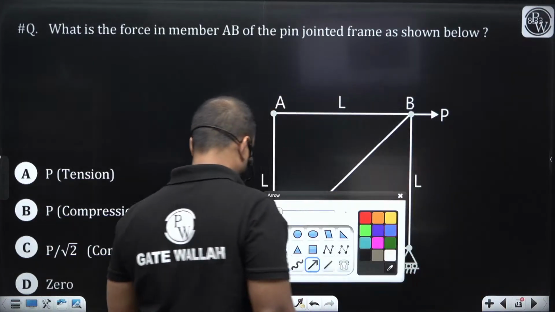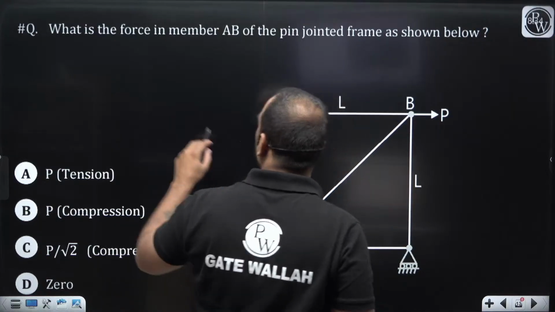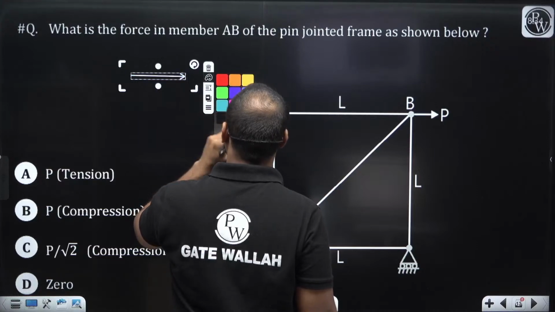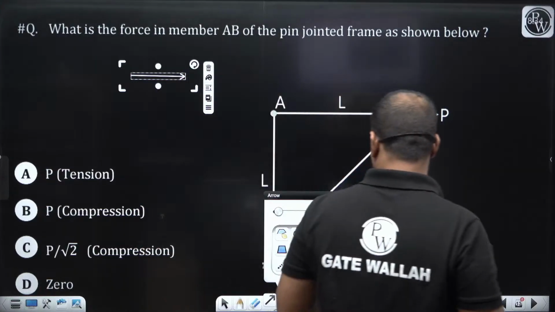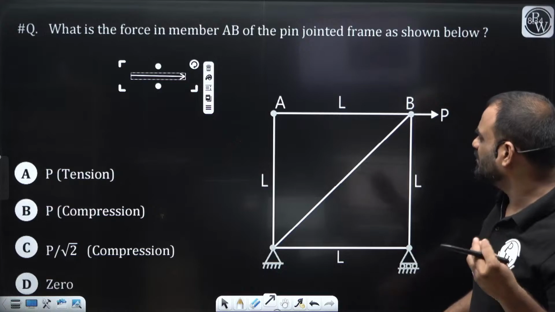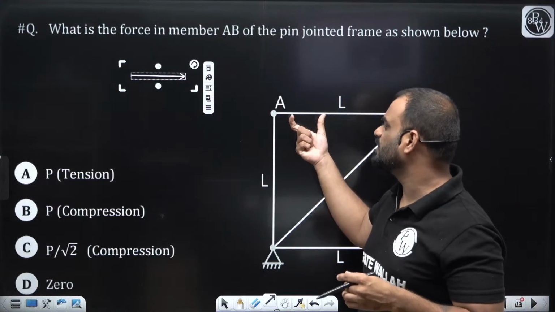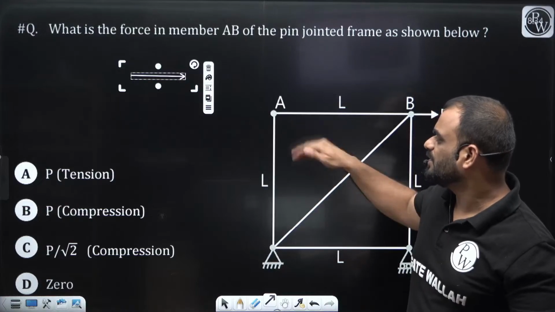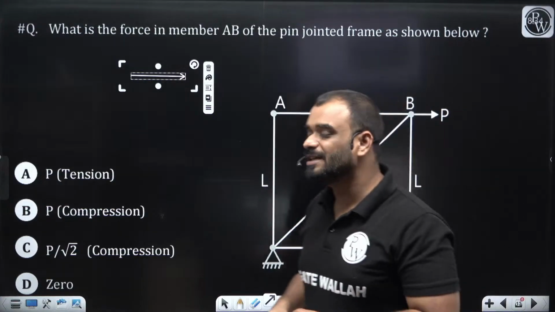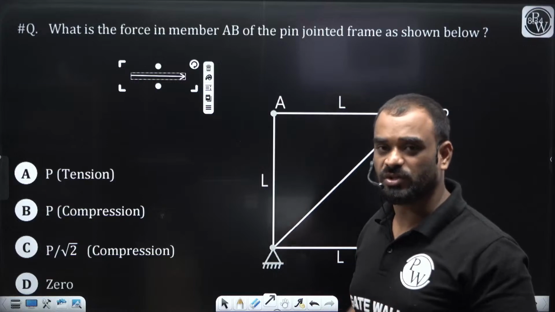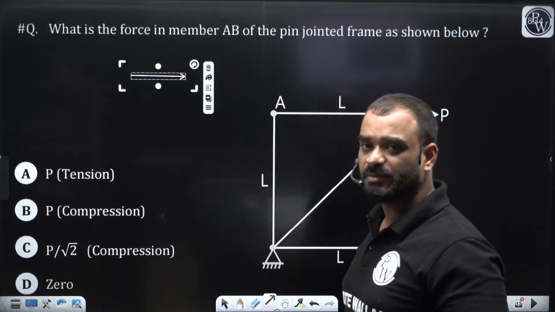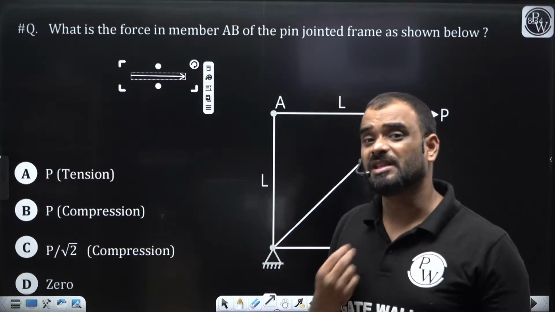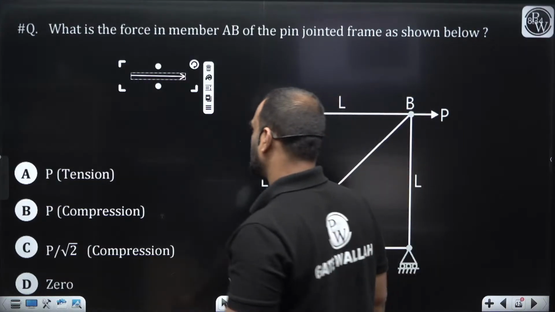But guys, we didn't discuss the concept of zero force right now. We have not discussed this particular zero force member concept. So we will discuss this part in the next or upcoming class, how to find the zero force members in a question. We'll discuss this concept in tomorrow's class. But right now, guys, we will try to solve this particular question by using the method of joint only. Okay, let's do it.